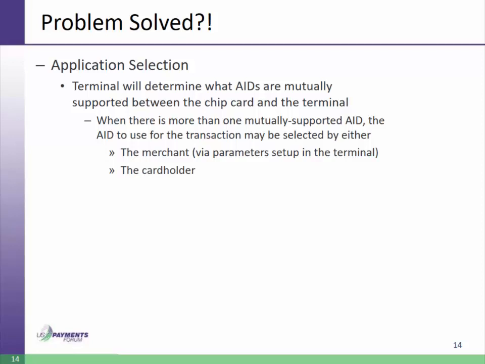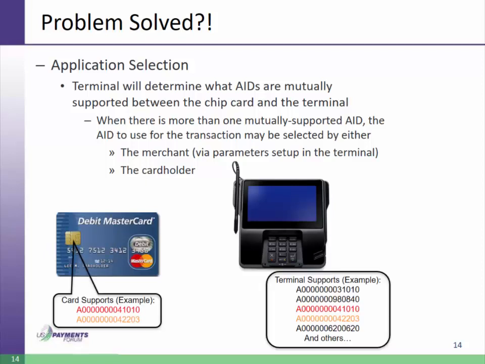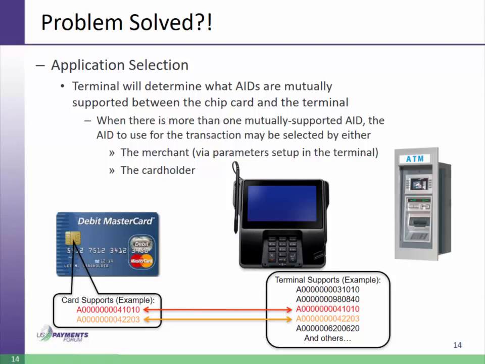Let's look at how this could work. Here is a sample card and terminal. You can see an example of the AIDs that the card and the terminal could support and how the matching happens. This is true not only for POS terminals, but also for ATMs. Although ATM transactions do not fall under Durbin Amendment legislation, ATMs must abide by EMV specifications, and most will accept U.S.-issued debit chip cards that support a U.S. Common Debit AID or the Shared Debit AID.